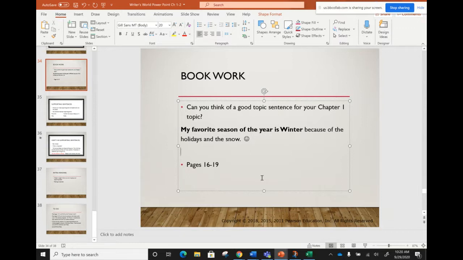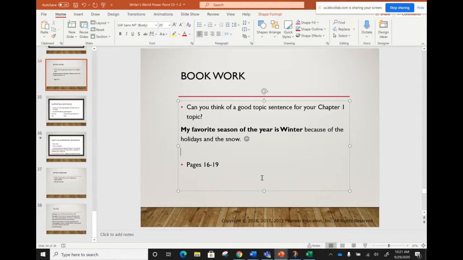What is great about the holidays? What does it make me feel like? Or how does it make me happy? And the snow, how does that make me happy? What do I like about the snow? What happens with snow? Okay, so those are the things we can focus on. All right, so that's just an example there.